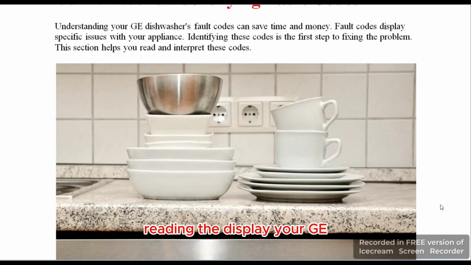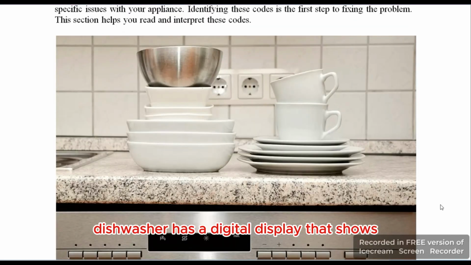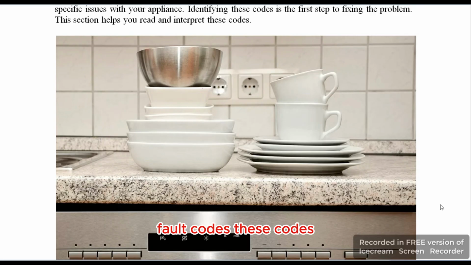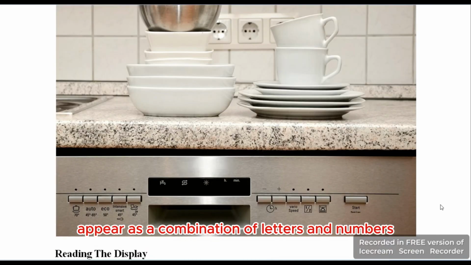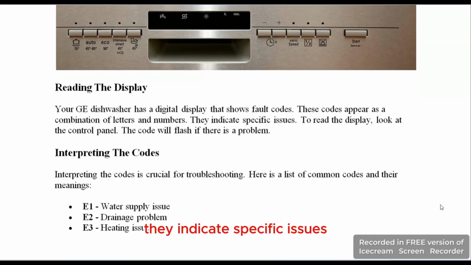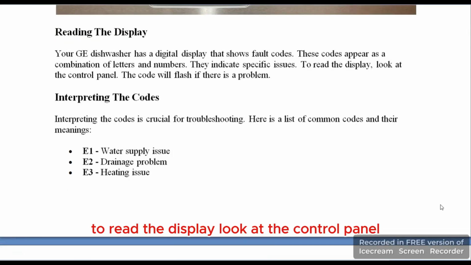Reading the display. Your GE dishwasher has a digital display that shows fault codes. These codes appear as a combination of letters and numbers. They indicate specific issues. To read the display, look at the control panel. The code will flash if there is a problem. Interpreting the codes is crucial for troubleshooting.